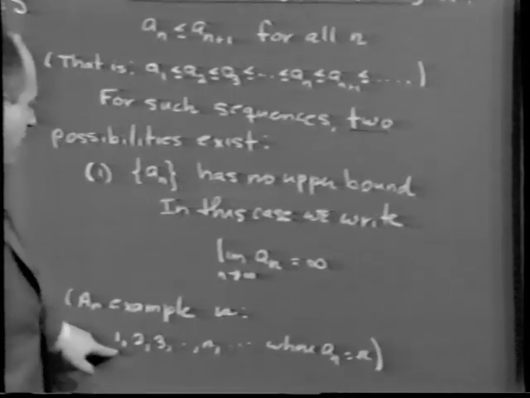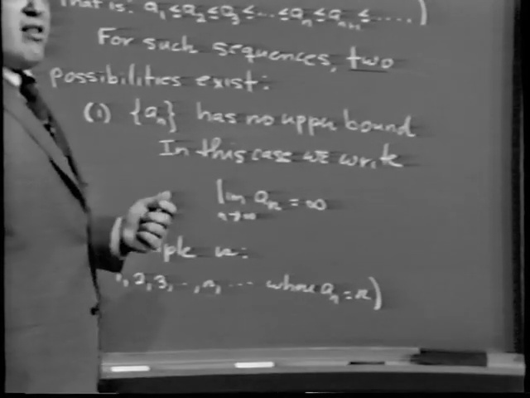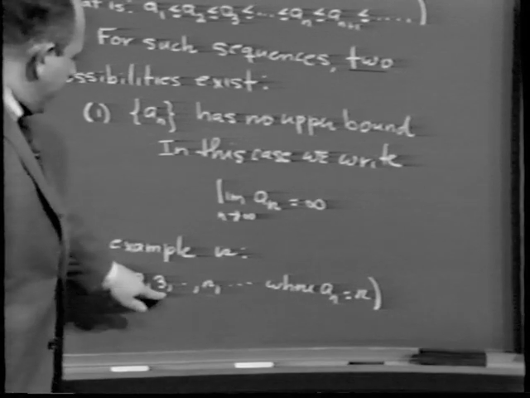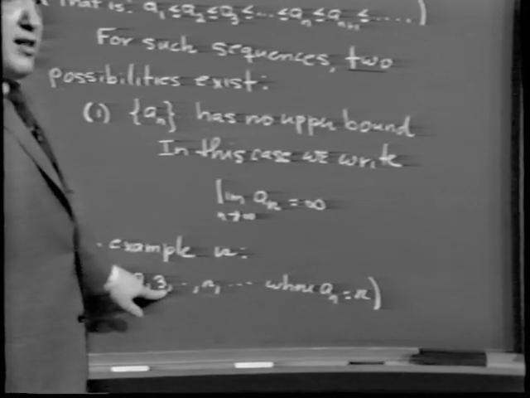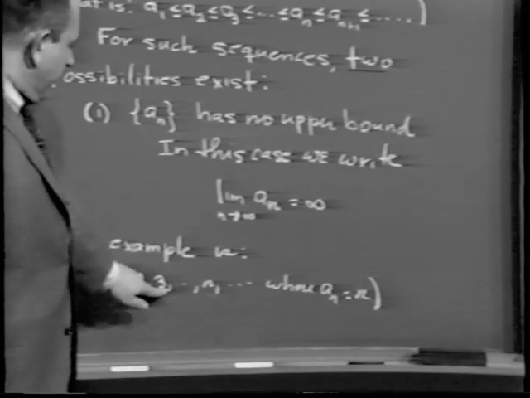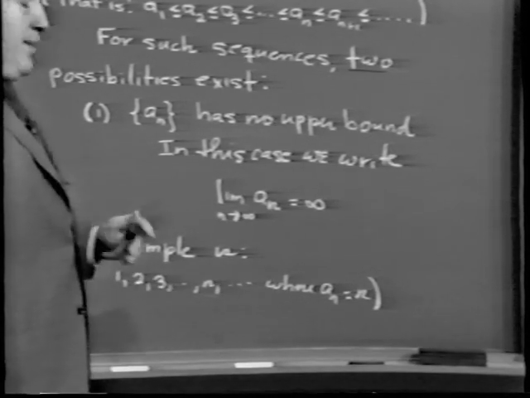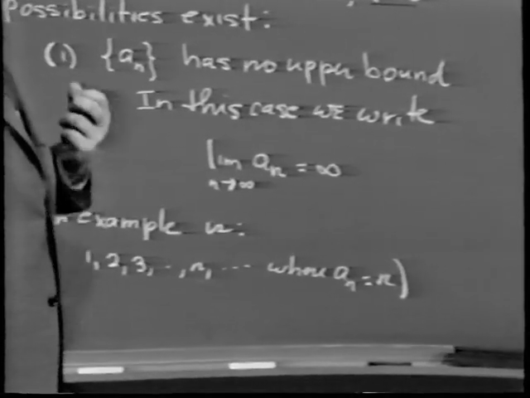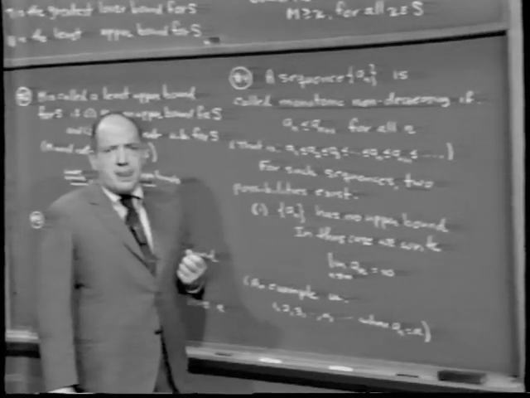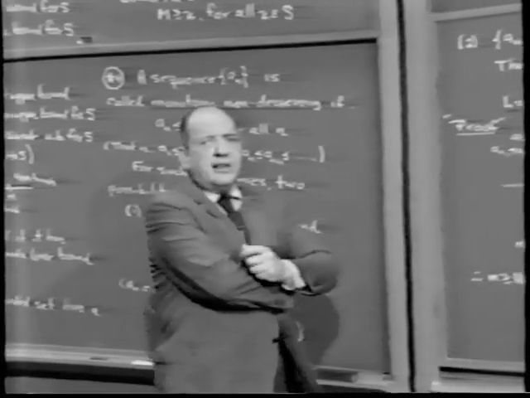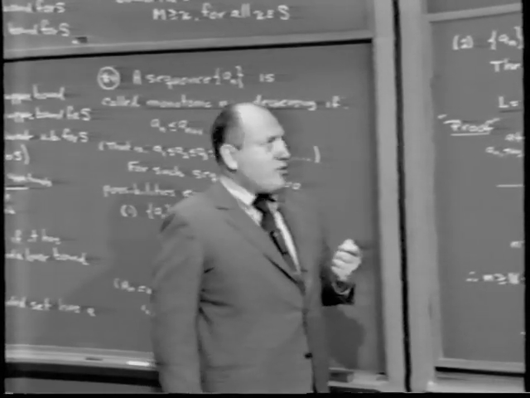And for example, the ordinary counting sequence has this property. See, 1, 2, 3, 4, 5, etc. is a monotonic non-decreasing sequence. In fact, it's monotonic increasing. Every member of the sequence is greater than the one that came before, but as you go further and further out, the terms increase without upper bound. Okay? Now, what is the other possibility for a monotonic non-decreasing sequence?